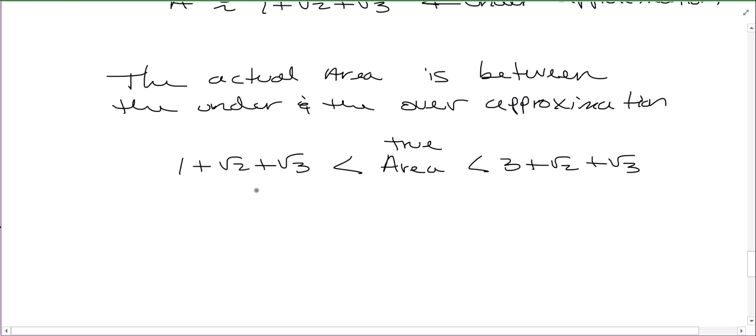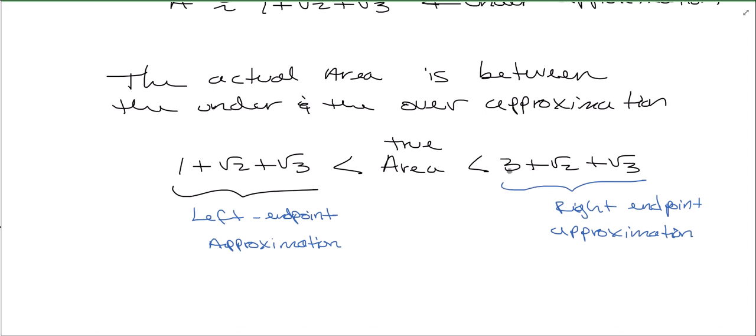And so notice that if I increase the number of rectangles, so if I go to 8 rectangles, then I can do my left endpoint and get an under approximation, and then I can do my right endpoint and get an over approximation, and that will put me closer to the actual area. So this is my left endpoint, and this is my right endpoint approximation, and so the area is in that manner.